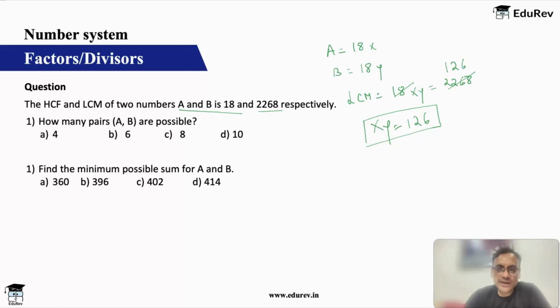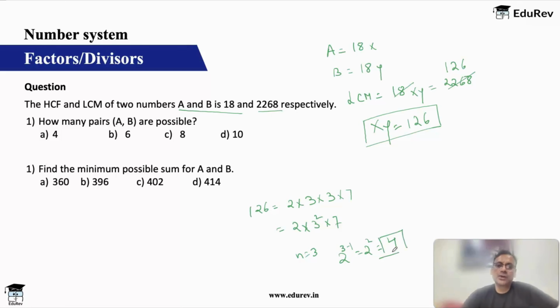Okay. So 126, let's factorize. 126 is equal to 2, then you'll get 63, 3, you'll get 21, then again 3, and then you'll get 7. So it is equal to 2 into 3 square into 7. So that means n is equal to 3. So number of co-prime pairs will be 2 to the power 3 minus 1, or 2 square, which will be 4. There will be 4 pairs. What will be those 4 pairs? That also is very simple.